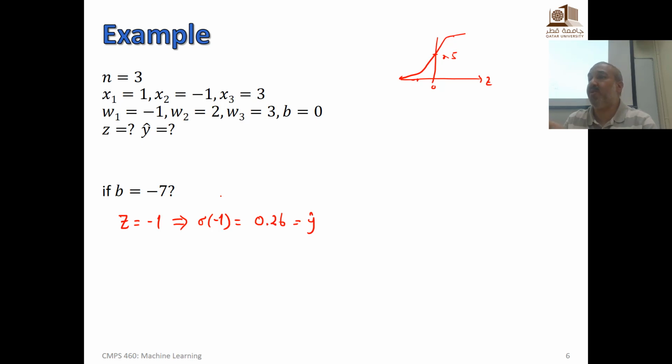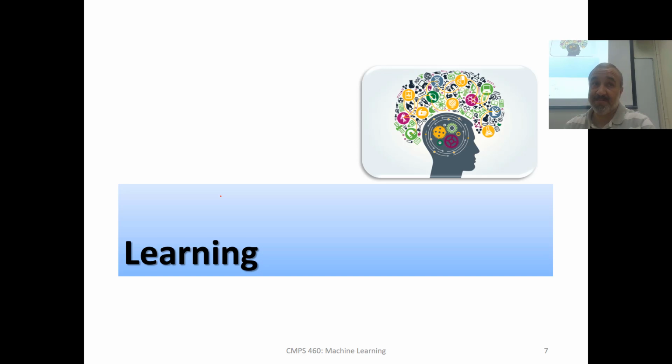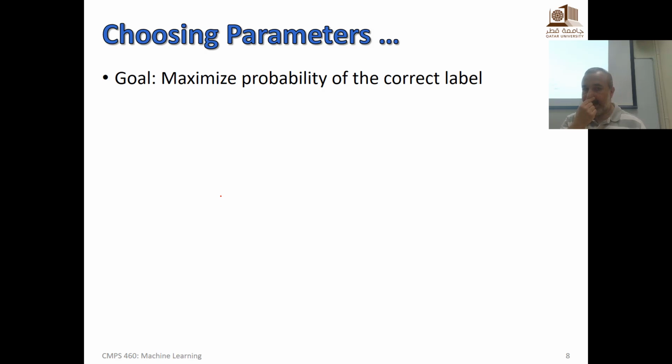Did I tell you how we will actually learn the weights and the bias? No. I told you how it works, how we can predict once we have the weights, as we have in this example, how we will predict a label. But I didn't tell you how we will learn the weights and the bias. So what is remaining is learning. Learning what? The weights and the bias, the model parameters. Let's see how we will choose the values of the parameters, or how we will learn the values of the parameters.